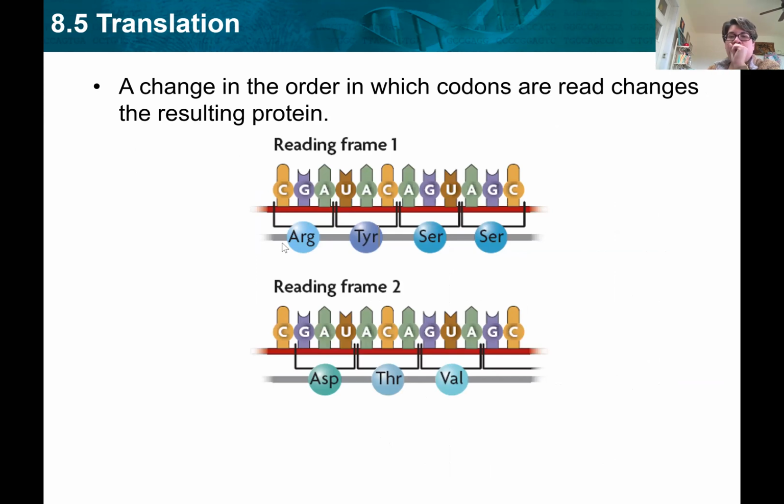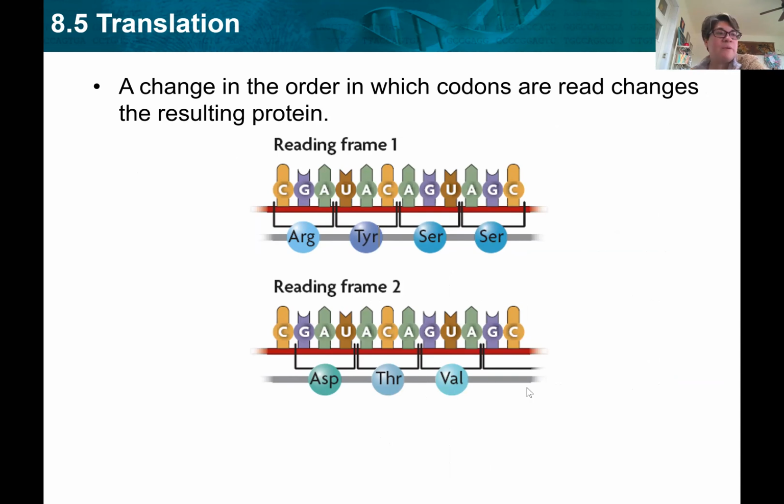And here's an example of how you would use it. If this is your codon here, and you're going by 3s, it's by triplets. These are your amino acids. And then let's say that you were to shift over and start one over. So instead of starting at CGA, you're going to start at GAU. You're going to make totally different amino acids.